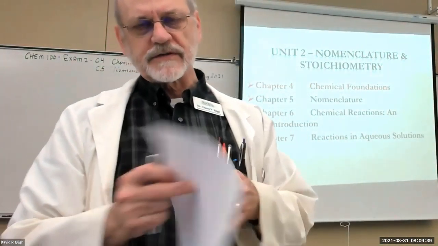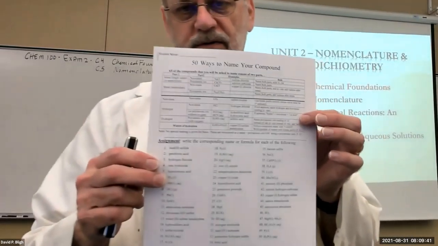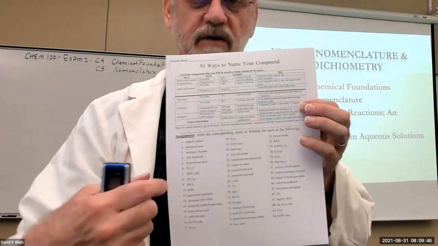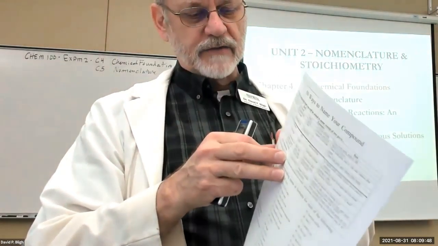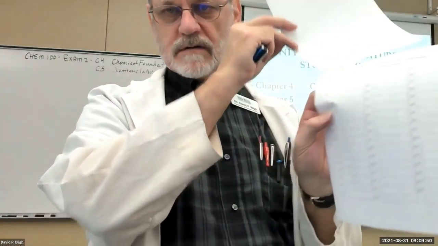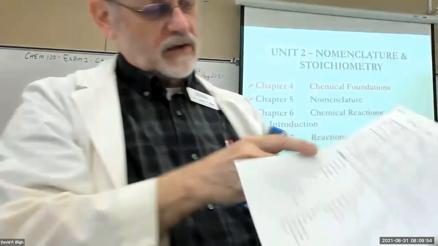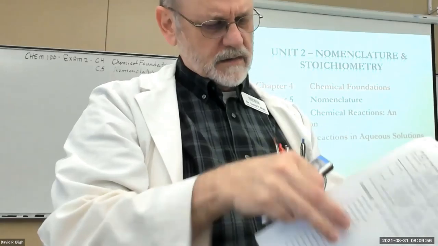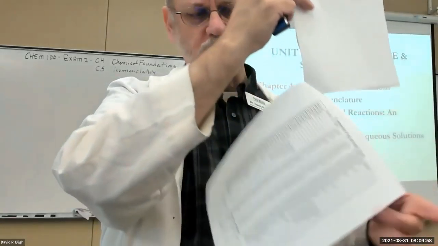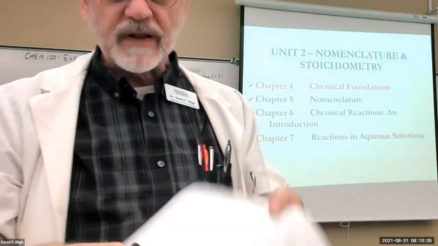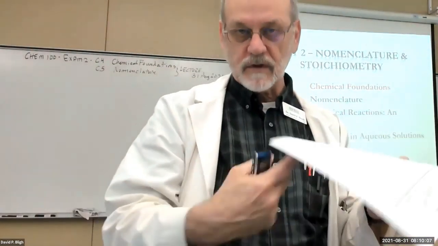And then this one is naming compounds. So you've either got the name and you write the compound, or you got the compound and you write the name. And the answer sheets are here. And on the back, I've got a reprint of all the polyatomic ions. So when you run across a polyatomic ion in here, you'll know you can look it up.